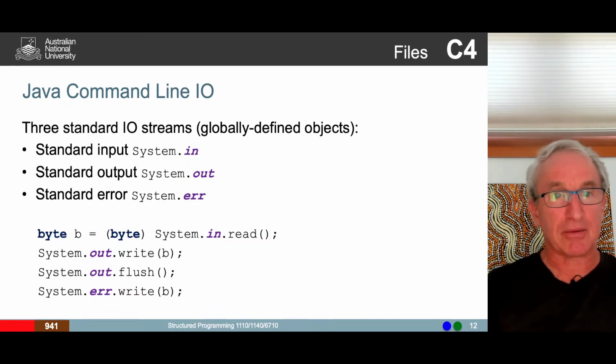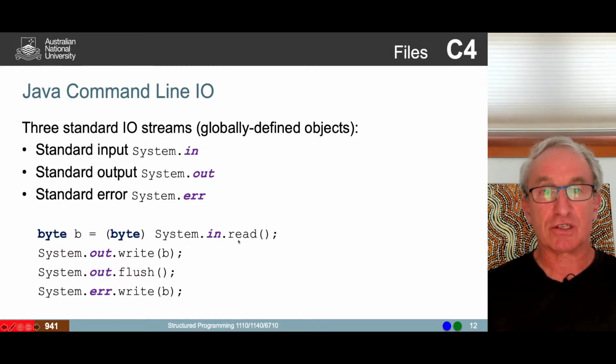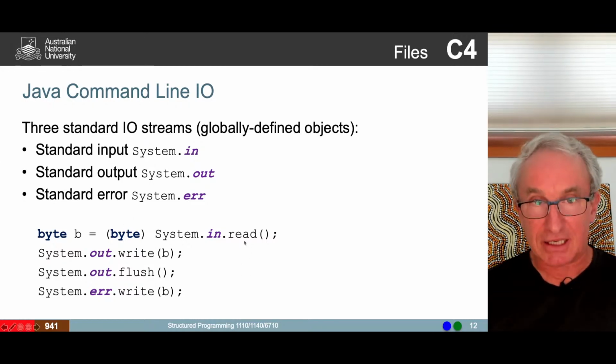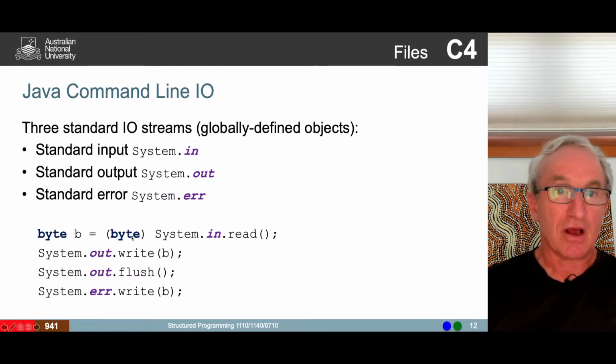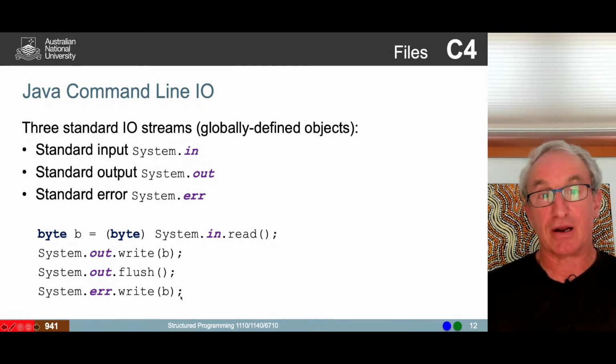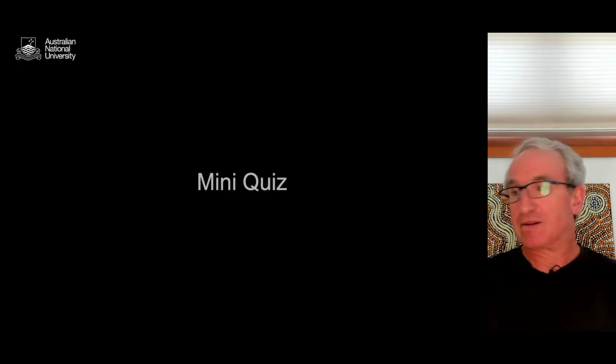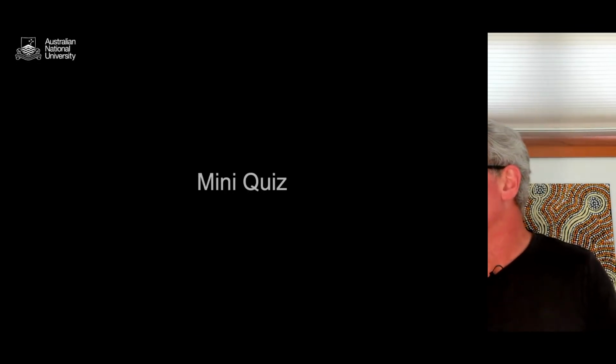And here's an example of the syntax. If you want to read a byte in, notice you've got to do this little cast here. That's because this returns an int, and then you cast it to a byte b. If you want to write it, you have to do that. You could flush it, or you could write it to standard error like that. You don't need to do a flush for standard error. All right, time for our mini quiz, and then we'll do some coding.